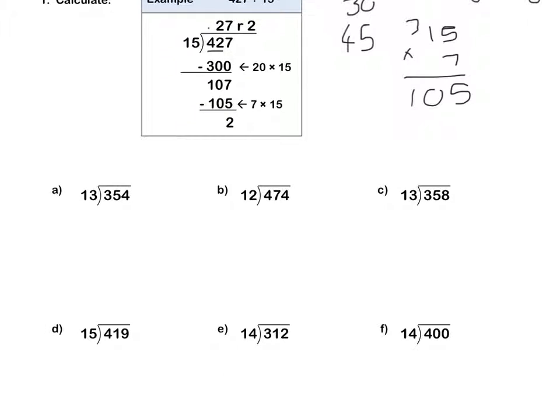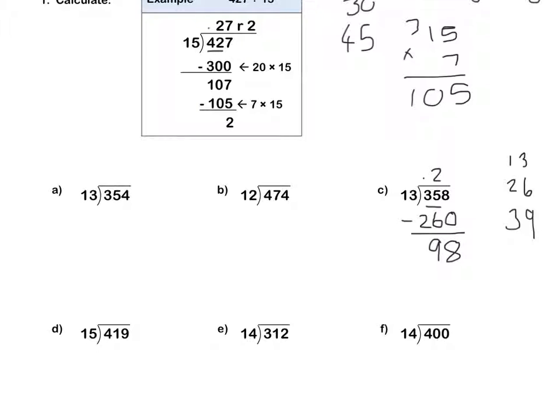Get out your pen so that we can do question C together. We're dividing by 13, so we have 13, 26, and then 39. 13 can't fit into 3. The biggest number of times that 13 can fit into 35 is 2 times, or twice. Then 20 times 13 is going to give us 260. So we minus, and our remainder is 98.